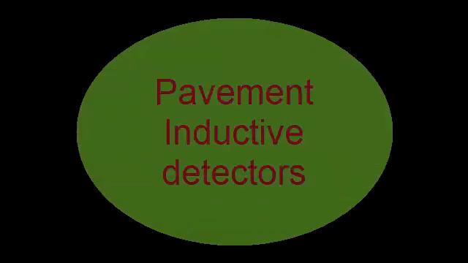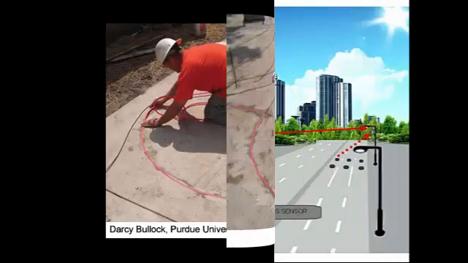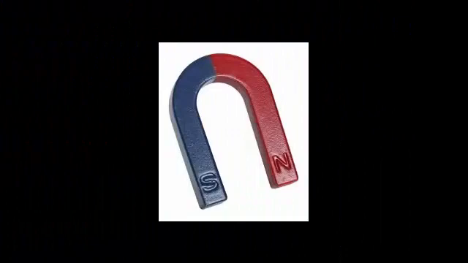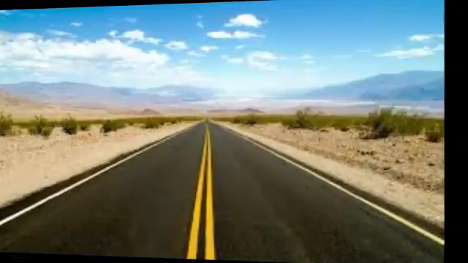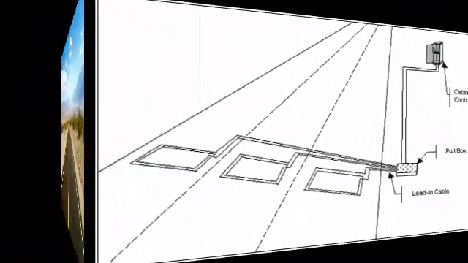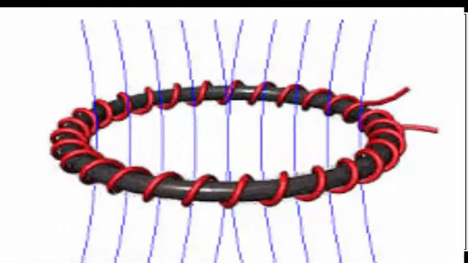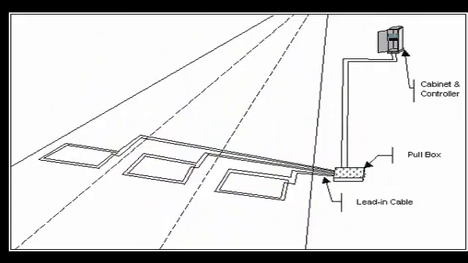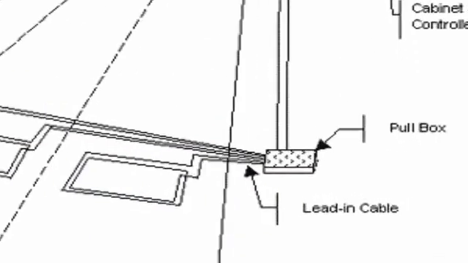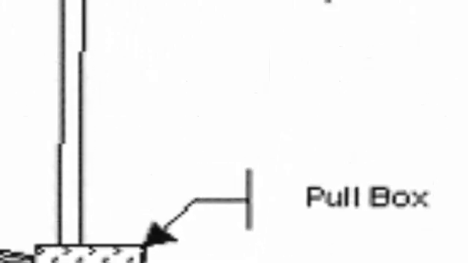Pavement invasive detectors include inductive loops, magnetometer, and magnetic. They are all embedded in the road and involve magnetic field. Inductive loop is the most common detector technology used, as it's simply a coil of wire embedded in the road surface. The ends of the loops are wired to the lead-in cable from the pull box, which is connected to the terminal strip in the cabinet.